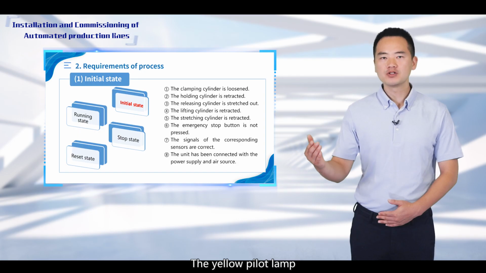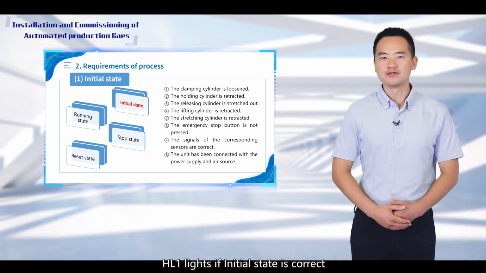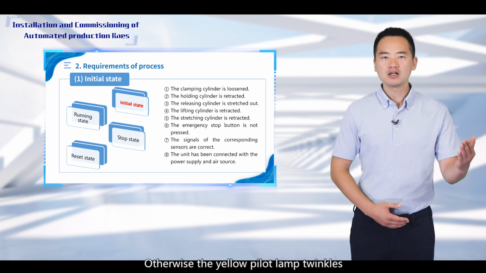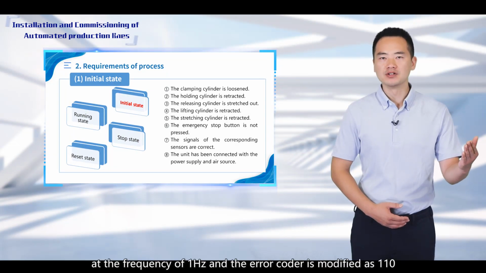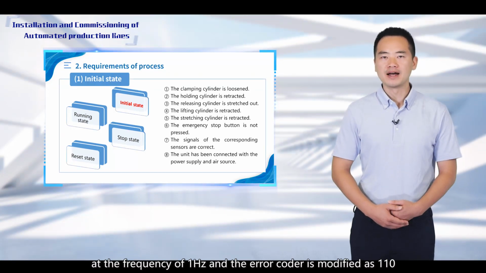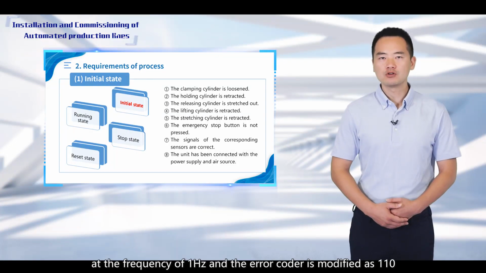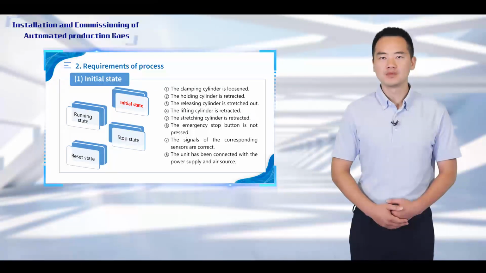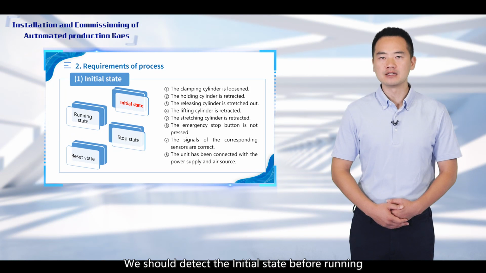The yellow pilot lamp lights if the initial state is correct. Otherwise, the yellow pilot lamp twinkles at the frequency of 1 Hz, and the error code is modified as 310. We should detect the initial state before running.